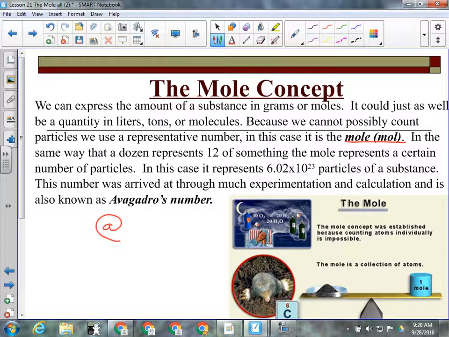So in the same way that a dozen represents 12 of something, the mole always represents this many. This is Avogadro's number. You won't have to memorize it, but you'll end up memorizing it because you use it so much. It is on your test, on the front page of your unit exam, as a given, so you don't have to memorize it. That is how many are in a mole. It doesn't matter whether it's a mole of water, a mole of oxygen, or a mole of iron. That's how many particles there are.